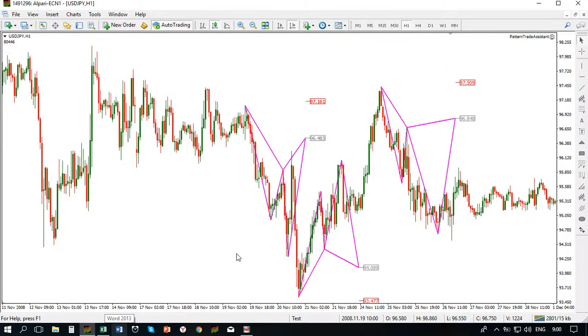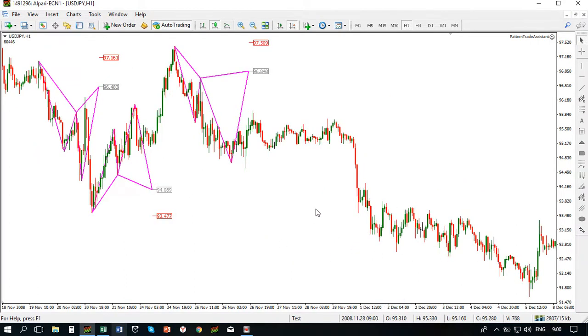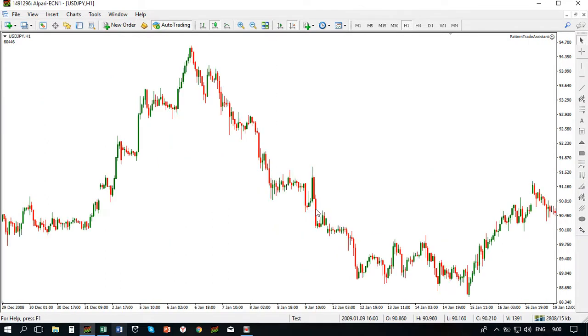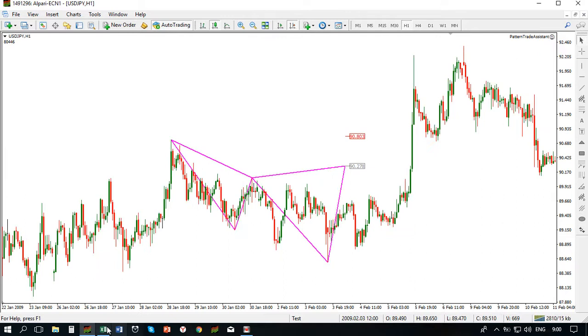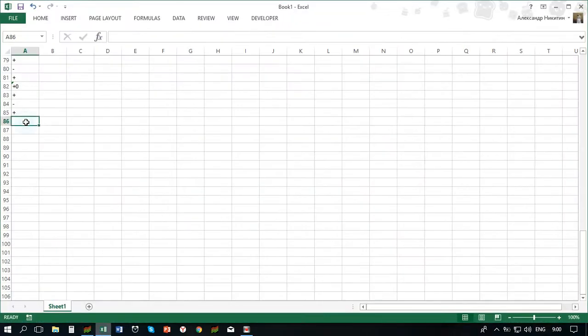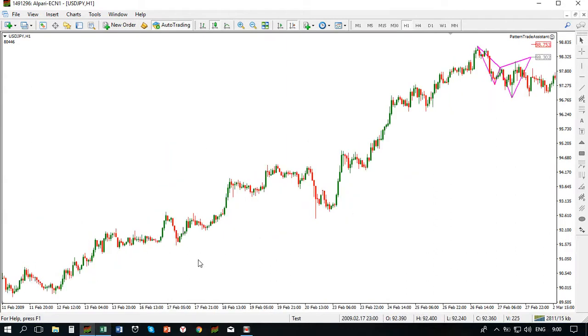Going next. Invalidated here. Then it validated here. All of them it validated. This one was a loss. Minus. Next.